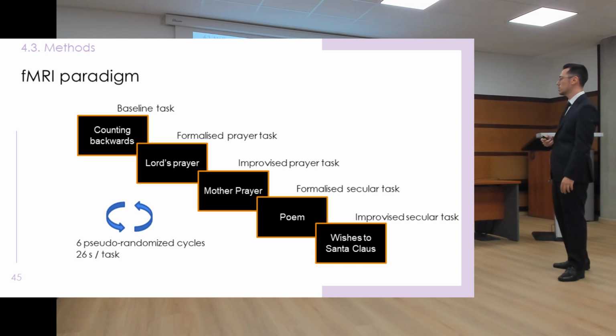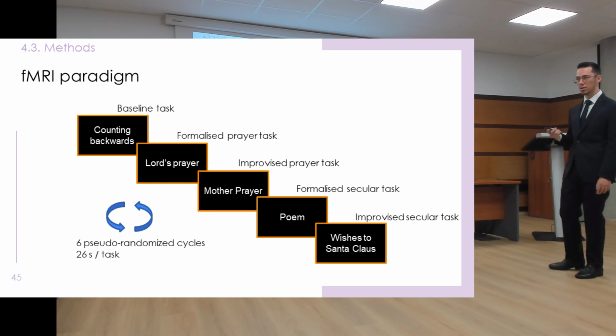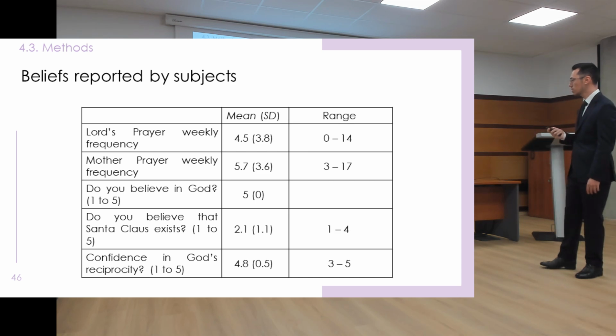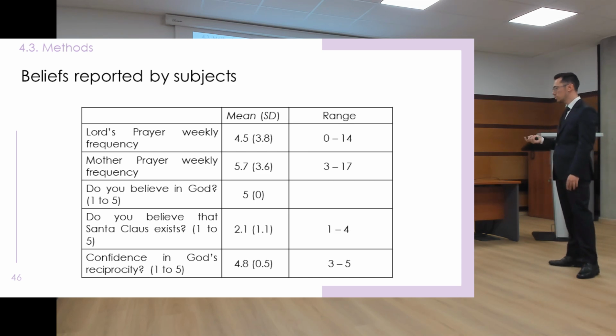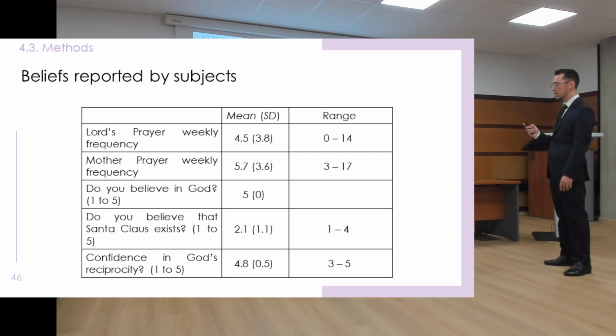And what this allows us is to have a design that accounts both for the language aspect of formalization and improvisation, as well as put into context the beliefs of the participants. For this purpose, we also control for the frequency of praying, as well as if they believe in the receptor of their speech, both for the praying tasks and the secular improvised tasks.